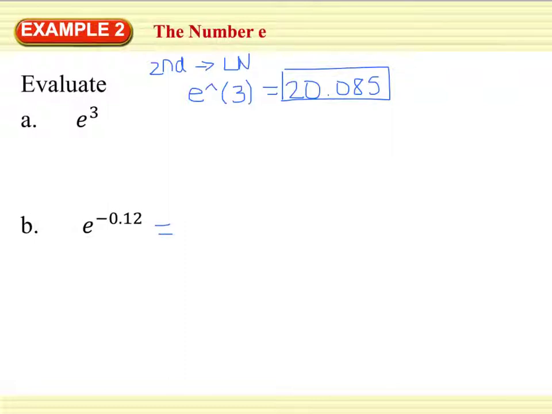Now when I plug this into my calculator, I'm going to plug in e to the negative 0.12. And for this one, you're going to get something that's around 0.8869. We're going to leave it at the 3rd decimal place and move on. Now, if you're having trouble finding this button on your calculator, please make sure to ask me in class.